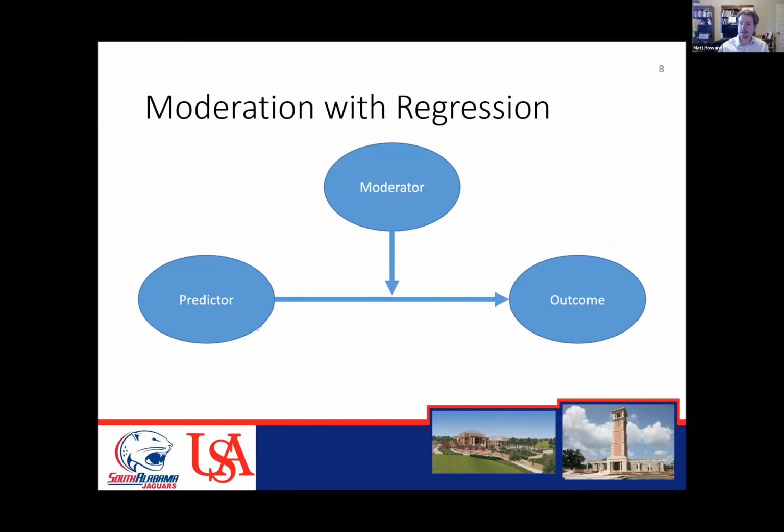In this figure, we see that the relationship of the predictor on the outcome depends on the moderator. So this relationship right here that we're interested in depends on the influence of the moderator. Therefore, same terminology, same definitions we used before. The only real difference compared to ANOVA or chi-square is that we're looking at continuous variables when we're doing moderation with regression. Hopefully this will become very evident in the next two slides.